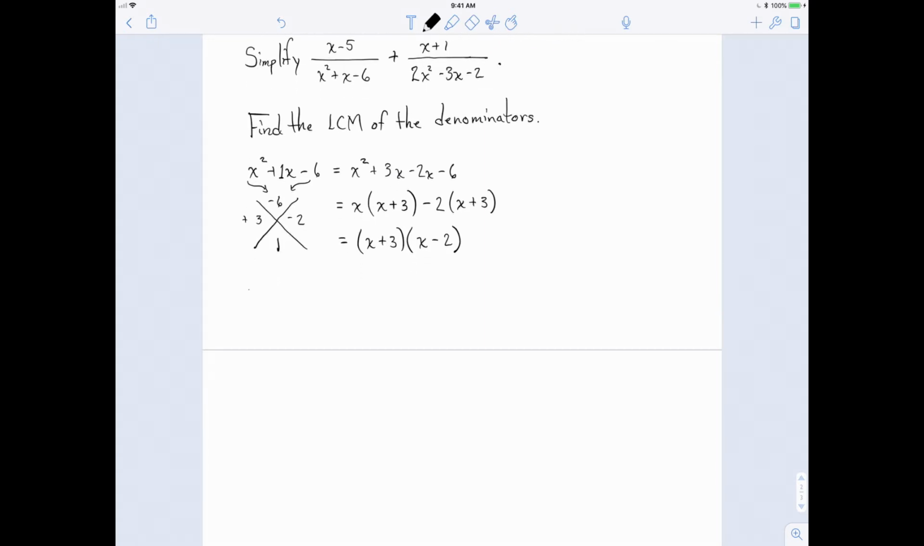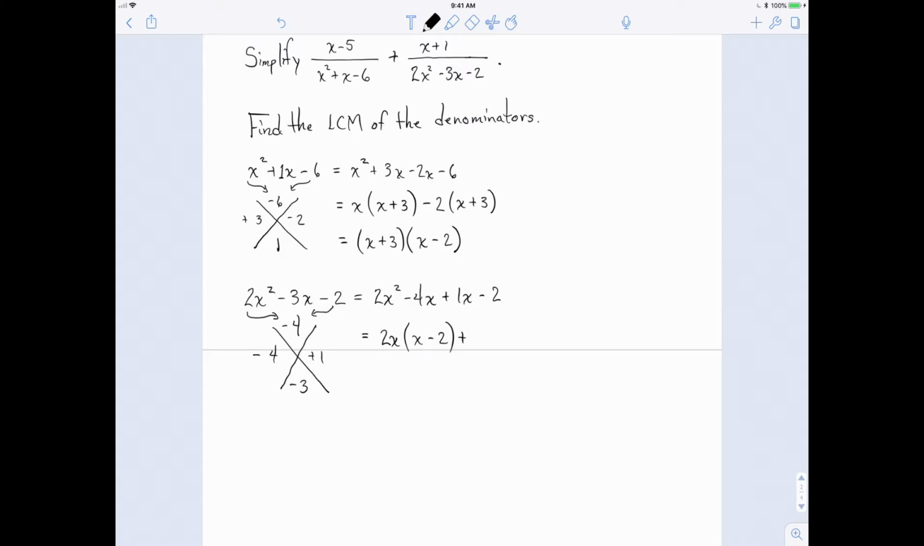Okay, my next denominator is 2x squared minus 3x minus 2. Let's play the game. It's going to be a 2 times a negative 2 to get a negative 4. Negative 3 goes in the bottom position, and this looks like a negative 4 and a positive 1. So we rewrite: 2x squared minus 4x plus 1x minus 2. So my common factor is a 2x. That's going to be x minus 2.